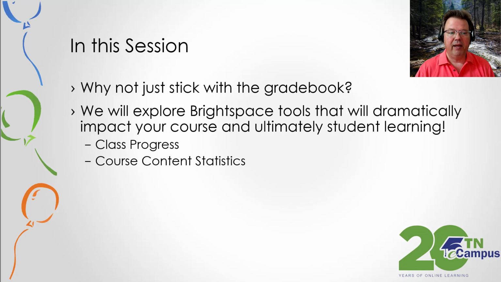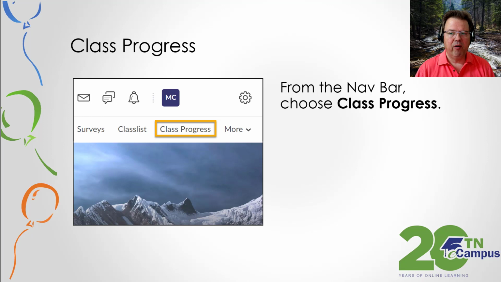So today we'll be looking at class progress and course content statistics. Now, class progress is probably more familiar to you. From the nav bar, you'll see class progress in T&E campus instances of D2L Brightspace. If you're using another Brightspace account, your nav bar may be different, but this is one that you'll likely see. Ours is also right next to class list. You probably recall that that's a great place to start messages and emails and that sort of thing, and also to impersonate students. But class progress is a good way to learn more about students and how they're progressing.